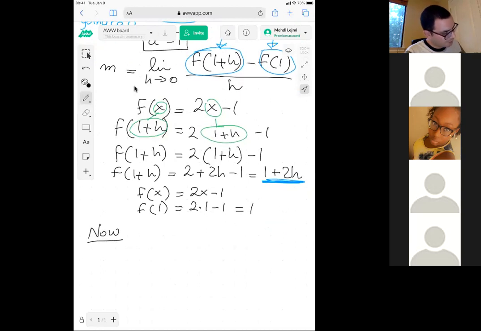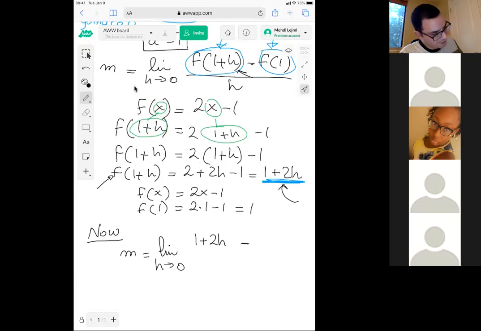So now we can compute m. So m would be the limit as h goes to 0 of f of 1 plus h, which we said is 1 plus 2h. That's my f of 1 plus h in the definition here. So that's 1 plus 2h.